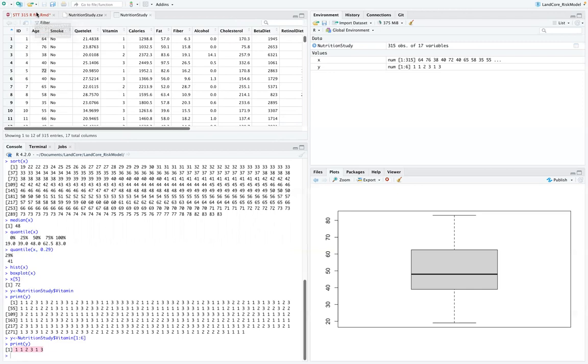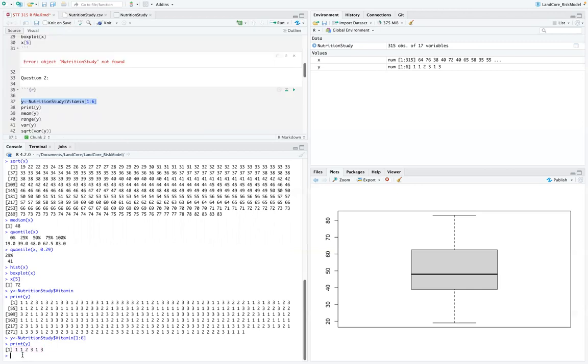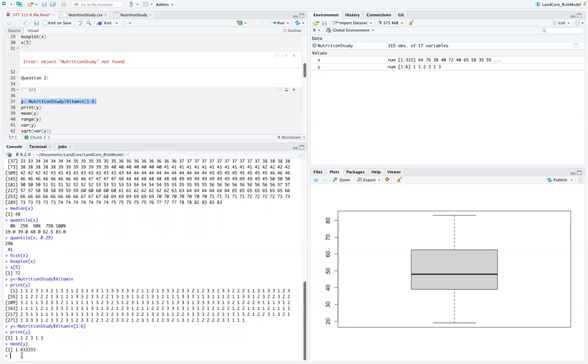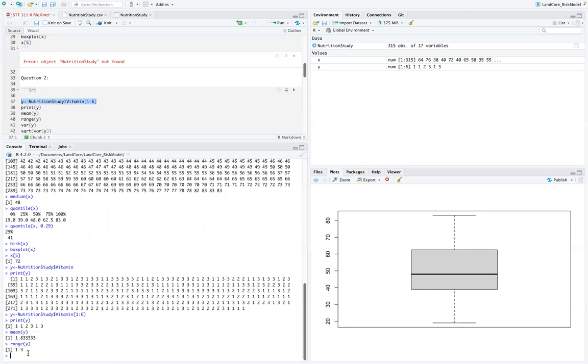All right, so we have to find the mean, the range, the variance, and the standard deviation. So we can type in mean Y, and that gives us our mean. We can type range Y, and our range, so our lowest number is 1, our largest number is 3. So to find the range, we would do 3 minus 1. So our range is 2.